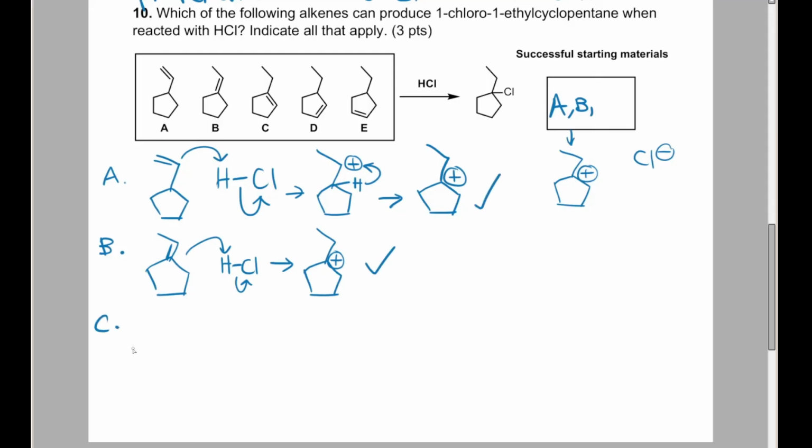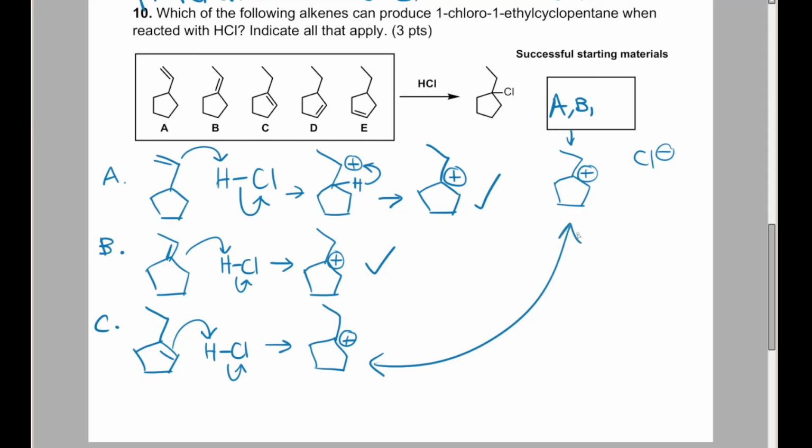For C, we're just going to do the same thing again. In this case, the double bond also grabs onto the hydrogen, the chlorine leaves, and we'll have a carbocation intermediate that's either going to be here or here. And because this one is a secondary carbon and this is a tertiary carbon, it's going to form at the tertiary carbon. And we don't need to do any further rearrangements. And as you can see, these also match up to the carbocation intermediate that we want for this product to be made. So C is also a successful starting material.